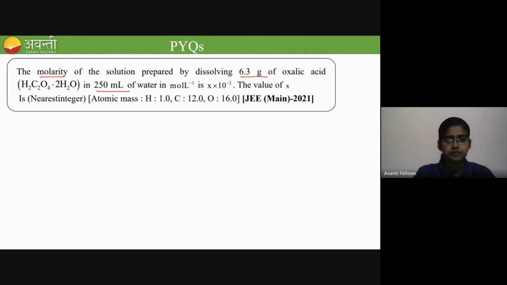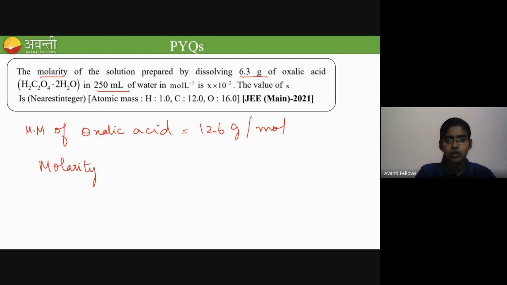So again, first the molar mass. Let me go with the molar mass of this oxalic acid. If we calculate the molar mass of this oxalic acid, we will get 126 gram per mole. Okay. Now substitute in the molarity formula. Molarity is equal to number of moles of solute divided by volume of solution in liter. Number of moles is mass by molar mass. The given mass is 6.3 and the molar mass is 126 and the volume is 250 milliliter.